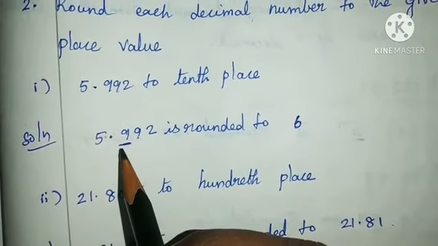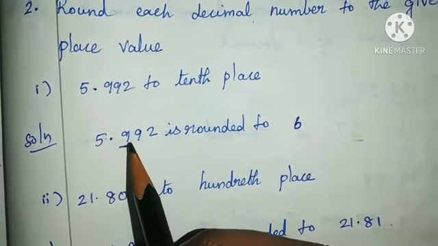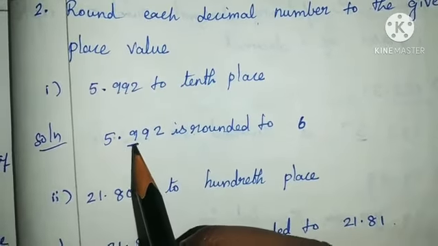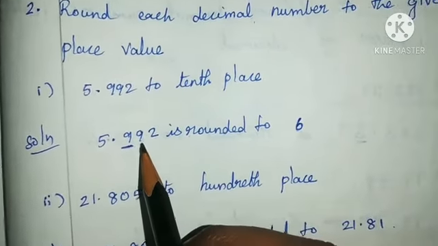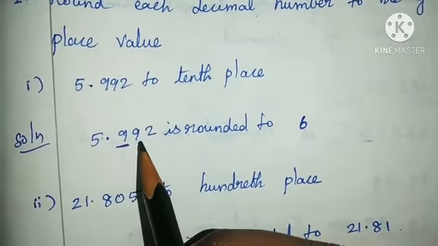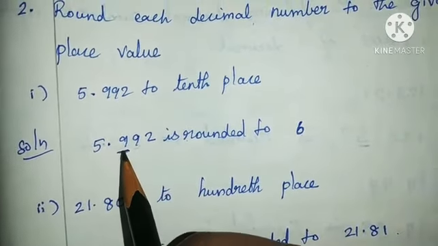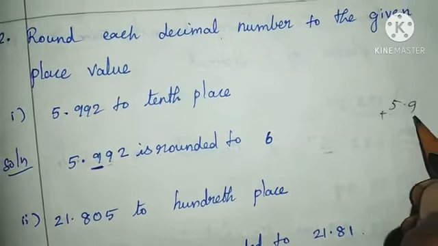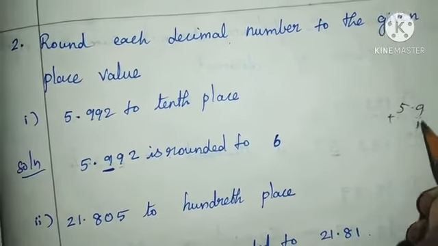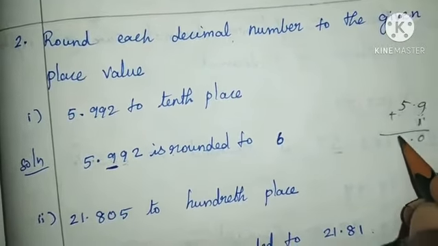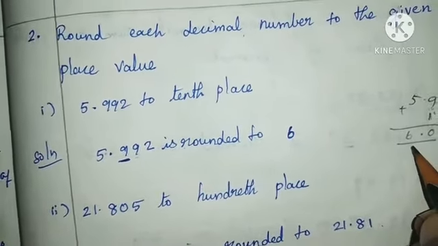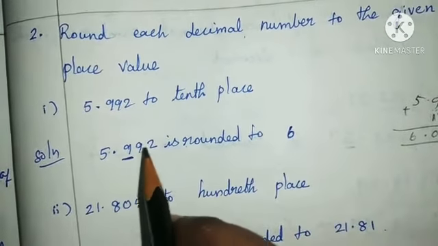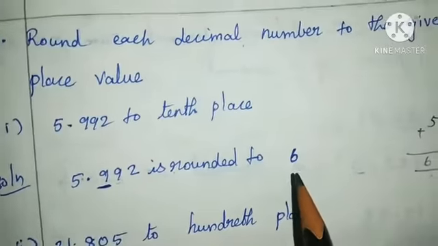After underlining the tenth place, you have to see the digit after the underlined number. That is 9, which is greater than 5. So we are going to add 1 to this underlined digit. That is 5.9, and the underlined digit is 9, so we are adding 1 to this. We will get the answer as 6. Therefore 5.992 is rounded to 6.